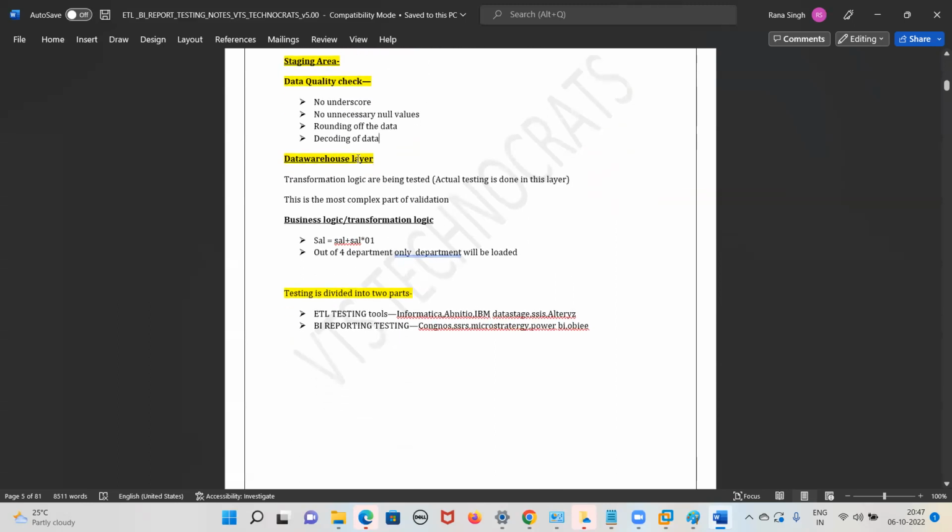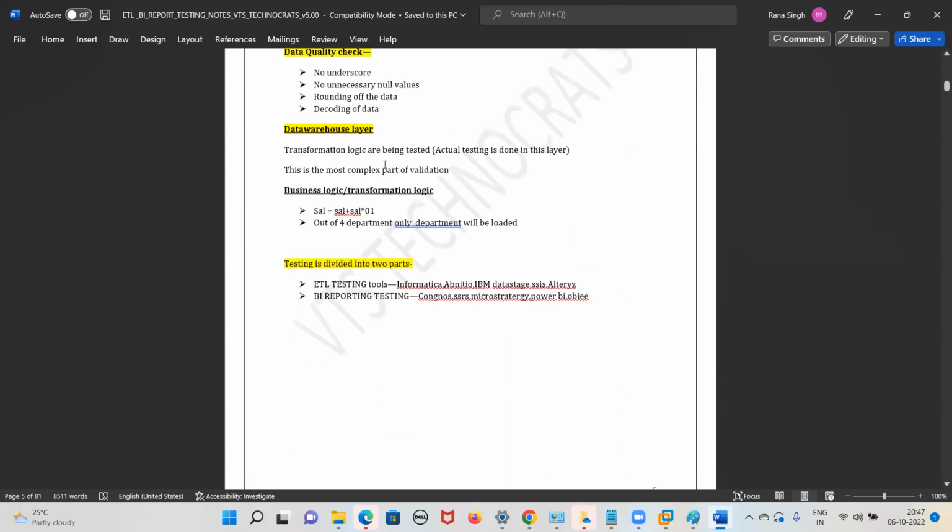Actual testing is done in the data warehouse layer, guys, where we have to see the transformation logic. This is the actual testing. This is the most complex part of ETL testing that we are going to learn. Some of the business logic: suppose salary should get incremented by 10%. So sal = sal + sal * 0.1. This is the increment of 10%. After that, you will have to verify: the person is getting a monthly salary of 1 lakh rupees, he has got a 10% increment, is he getting 1,10,000 per month or not?